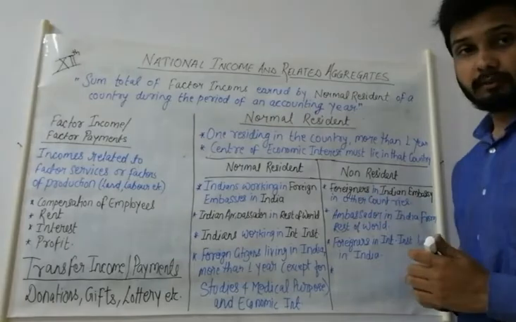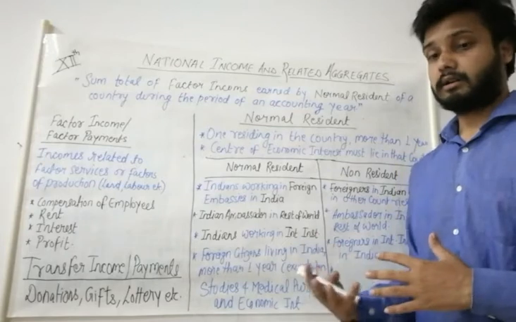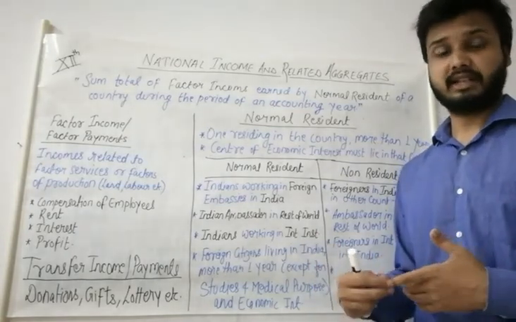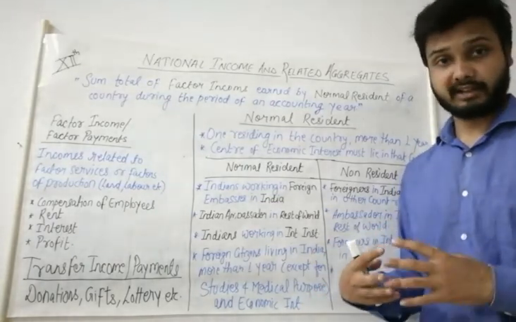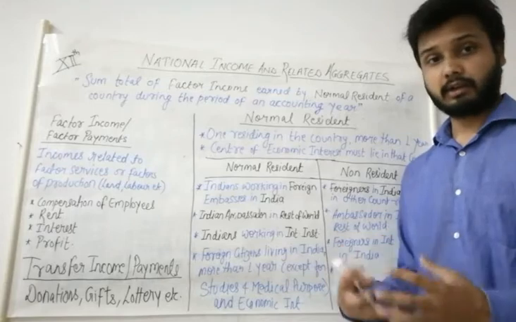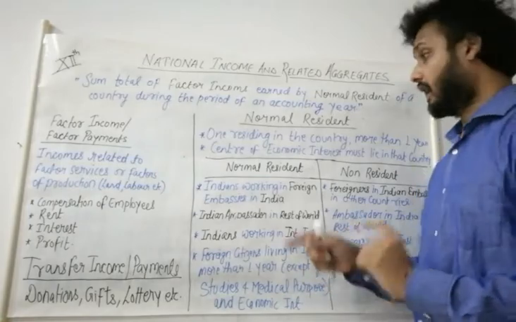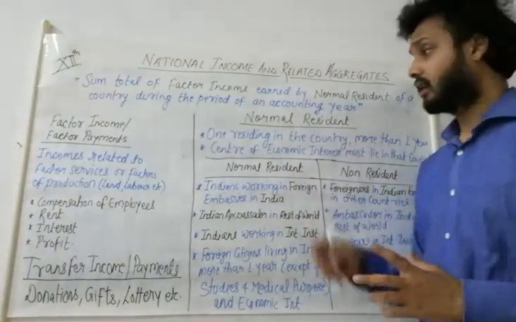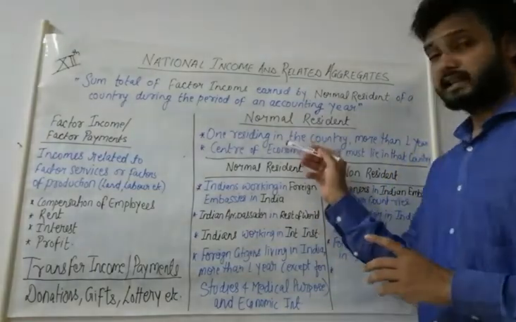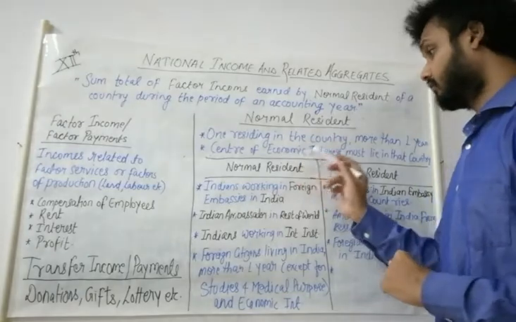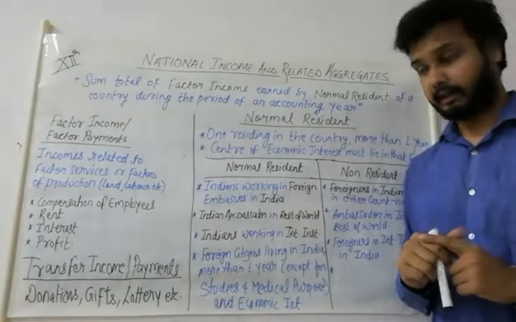Center of economic interest here means that whatever economic activity we are doing, the activity of earning, saving, investing, producing, consuming, whatever economic activity, our center of interest should be our country. If we are working for our country, investing in our country, and we are living in the country for more than 1 year, then we will be known as a normal resident of the country. If these conditions are not fulfilled, then we will not be termed a normal resident. Instead, we will be called a non-resident.